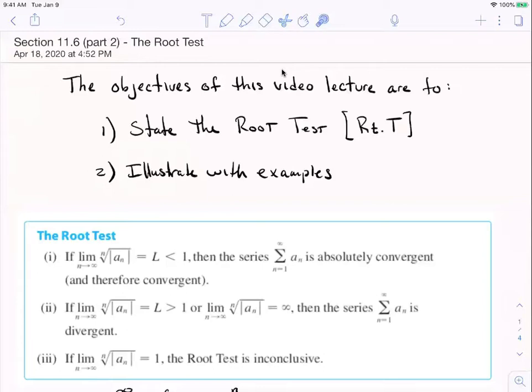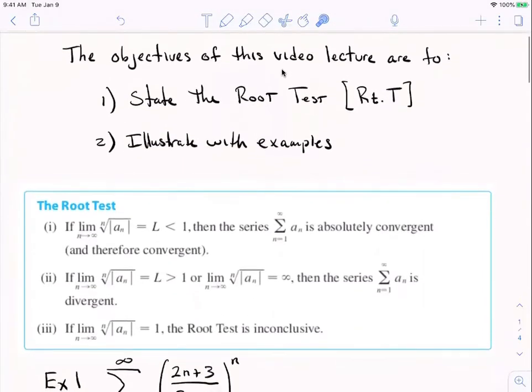I want to keep this one kind of short. It's just got one test. It's called the root test. I'll denote it by RTT because it's got the same initials as the ratio test. And then I want to do a bunch of examples. So without wasting any more time, let's just get right into it.